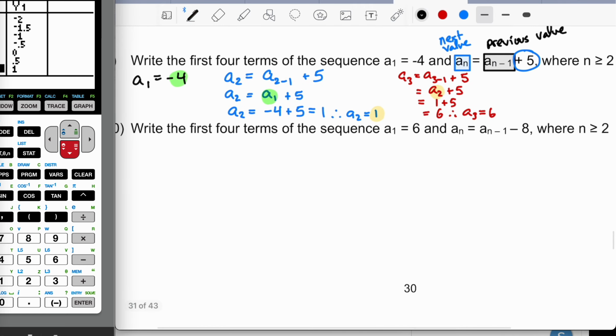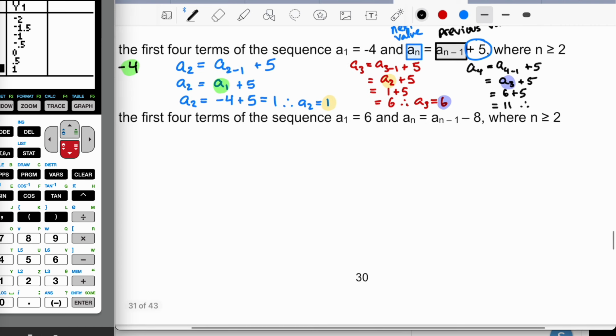So the last one would be a sub 4 is equal to a sub 4 minus 1 plus 5. A sub 4 minus 1 is a sub 3. We now know that a sub 3 is equal to 6. So we're looking at 6 plus 5, which is 11. So therefore, a sub 4 is equal to 11. So I have the 4 terms of the sequence. Negative 4, 1, 6, and 11.